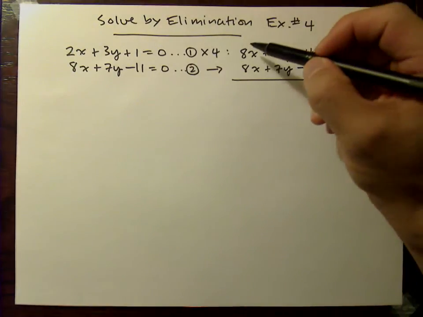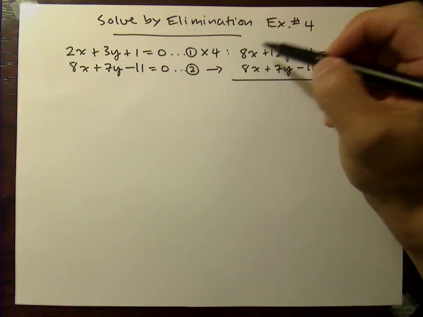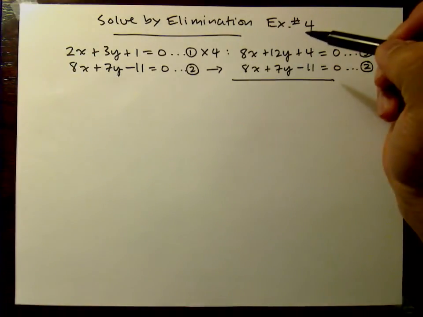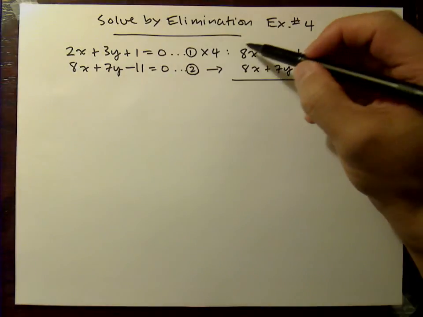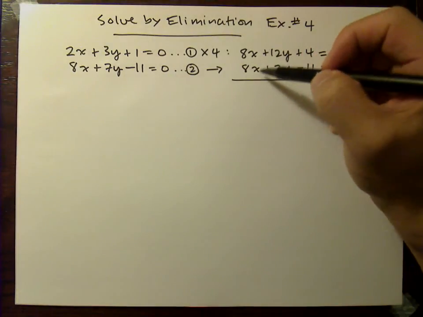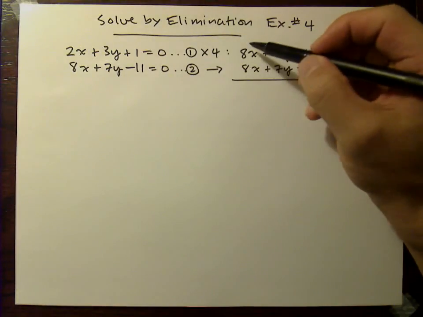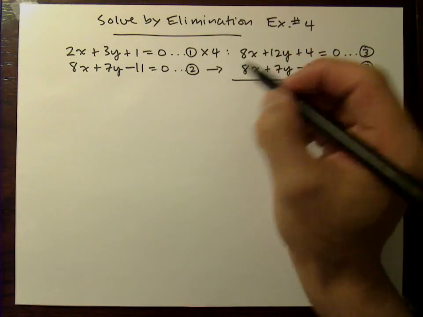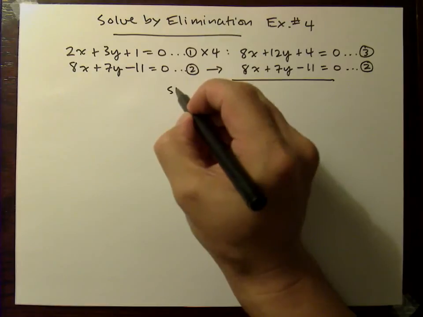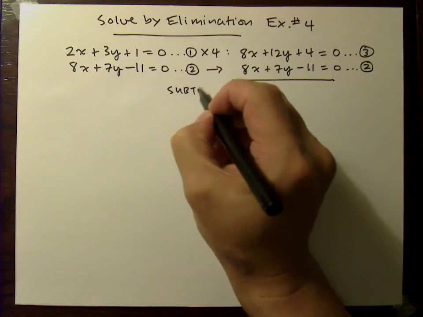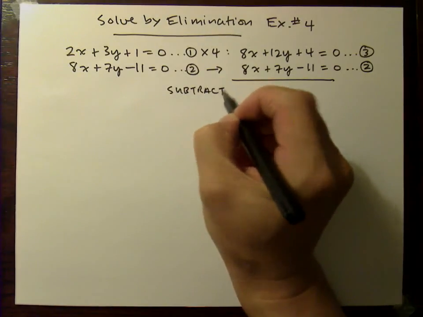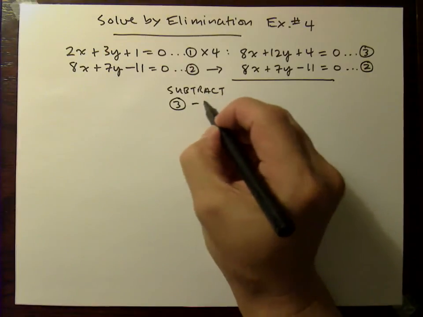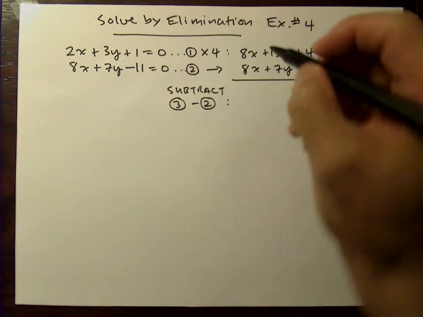Now let's take a look. We have 8x in the top equation and 8x in the bottom equation, which means if we add these two, they will not be eliminated because we'll end up with 16x. So instead of adding these two equations, we are going to subtract. In fact, we're going to subtract, so that's 3 minus 2.